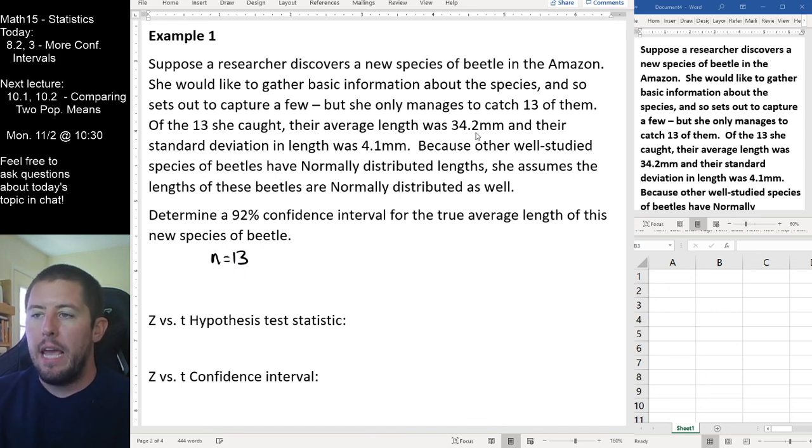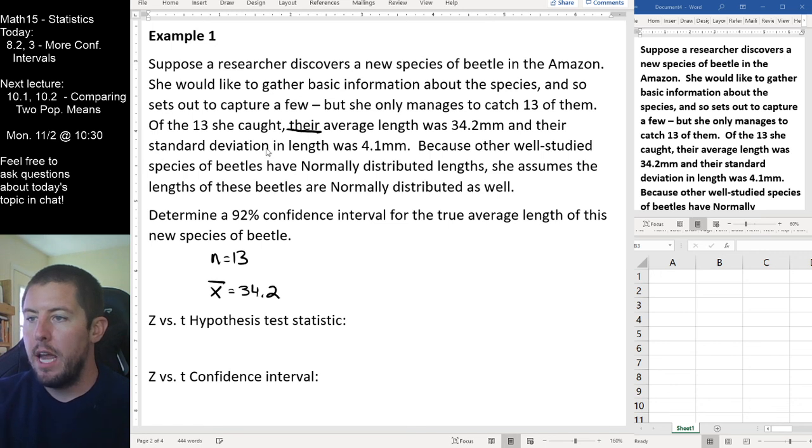Of the 13, the average of their average length, the word there is actually really important right here. There is telling me that these pieces of information that are coming up are from the sample, not from the population as a whole. So that tells me that the sample average length was 34.2. That tells me X bar is 34.2.